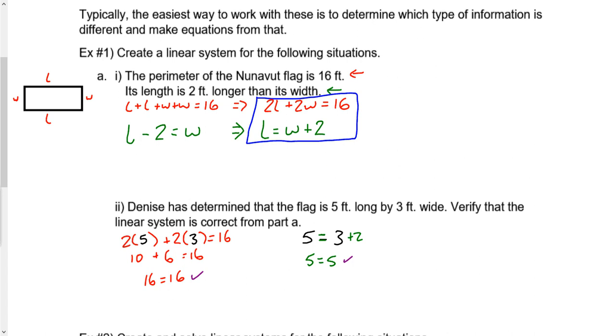Now, if you want to tie this back into what we've been talking about in sections 1, 2, or 3, talking about ordered pairs, well, length and width in this situation, because we're not dealing with an x and a y, we'd have to identify and say that, yes, our length is 5 feet and the width is 3 feet.